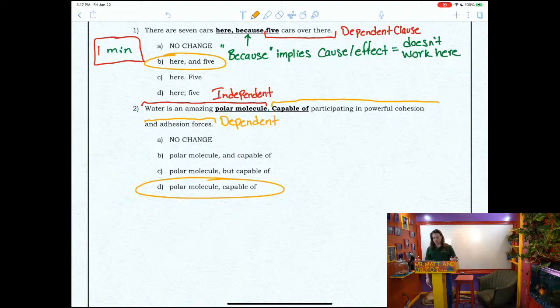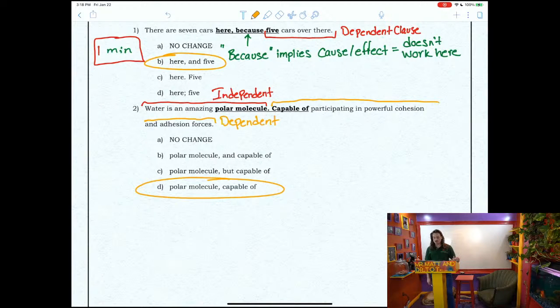For number 2, water is an amazing polar molecule. That's a complete independent clause. We have a subject, water. We have a verb, is. And then the rest of the sentence would be classified as the predicate. So we have a complete sentence. Then we're following that with capable of participating in powerful cohesion and adhesion forces. There is no subject in that clause. So that is a dependent clause, meaning that it cannot stand on its own.